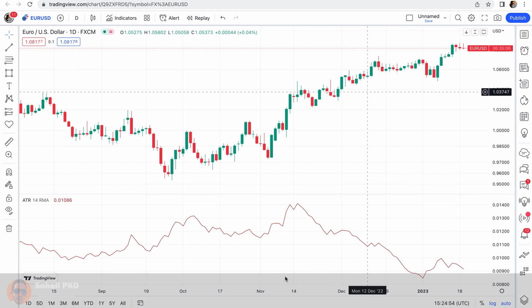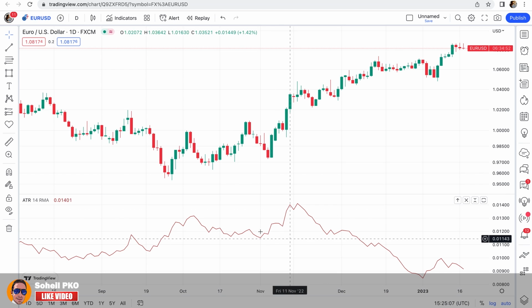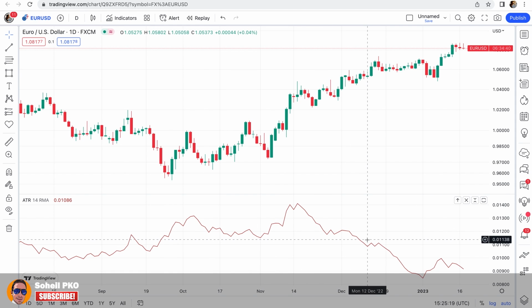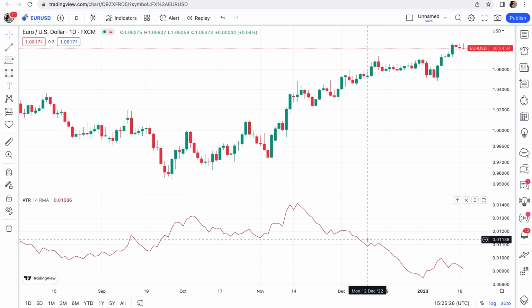Alright, this is the ATR, and before we see how we can use it for setting stop loss, let me explain what ATR is and how this line is interpreted, because it's important to know what this indicator does before it makes any sense to use it for setting stop loss.